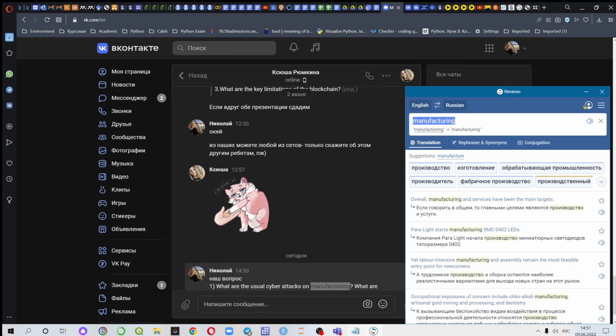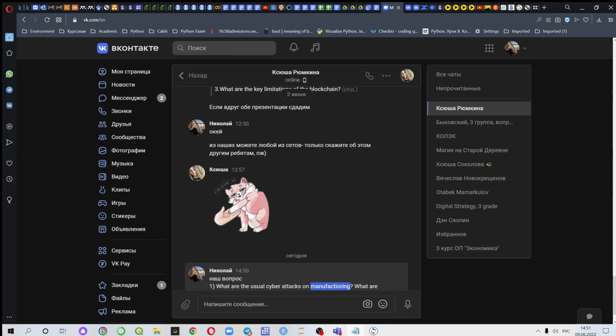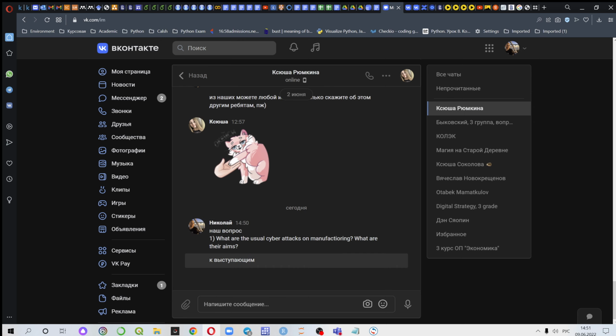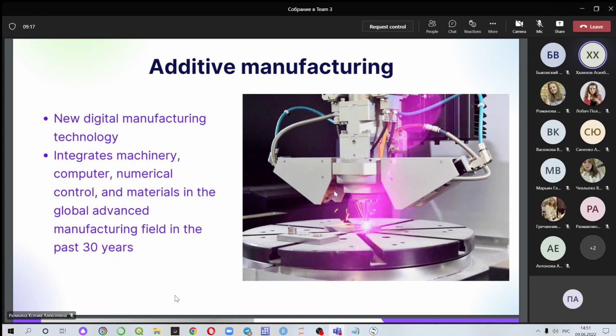Manufacturing. Okay, the basic principle of additive manufacturing technology is that it uses a CAD generated 3D model directly to fabricate a three-dimensional object by adding layer upon layer of material and fusing them. So AM, additive manufacturing technology, is the new digital manufacturing technology that integrates machinery, computer, numerical control, and materials in the global advanced manufacturing field in the past 30 years.